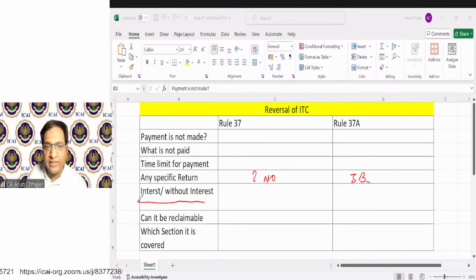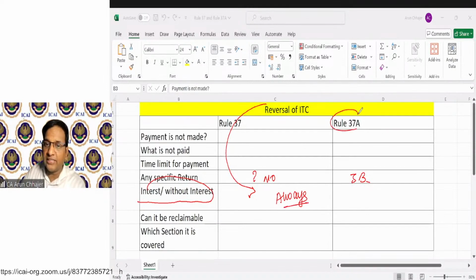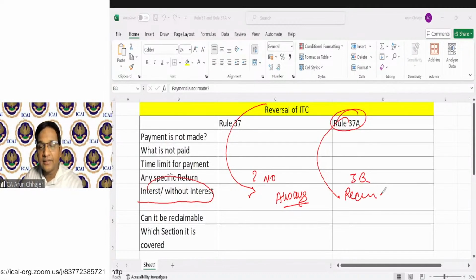Will it be with interest or without interest? Will this reversal attract interest, or is there any relaxation? The answer is it will always attract interest as per the proviso to 16(2). But in Rule 37A, if the recipient has reversed by 30th November, no interest. Can it be reclaimed? Say for 37, yes or no. 37A, yes or no. Or are both reclaimable, or only one specific one?